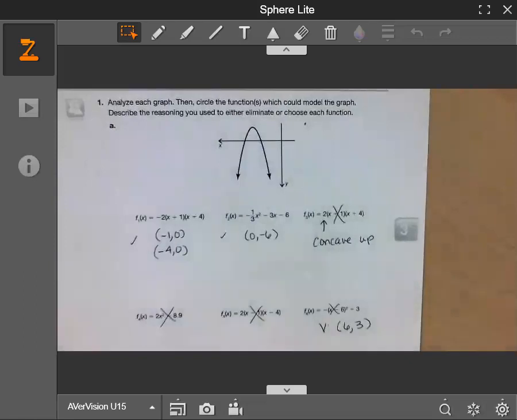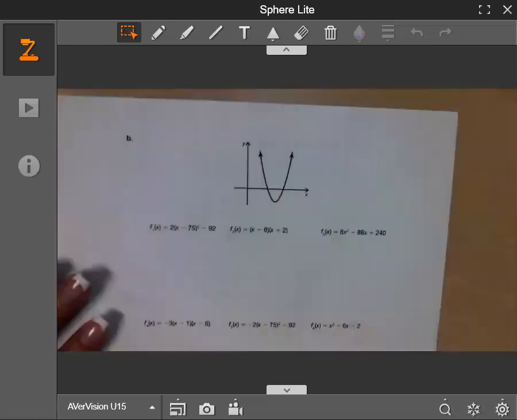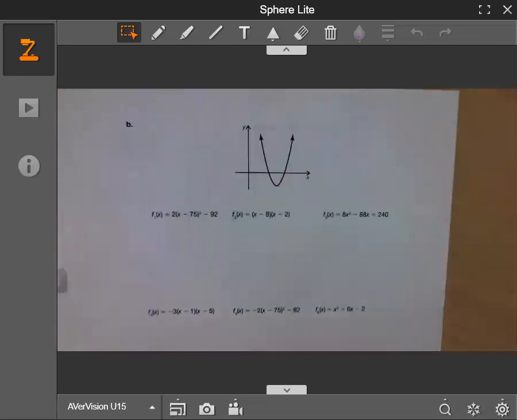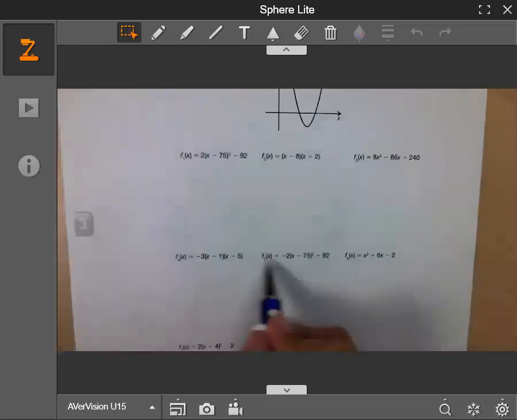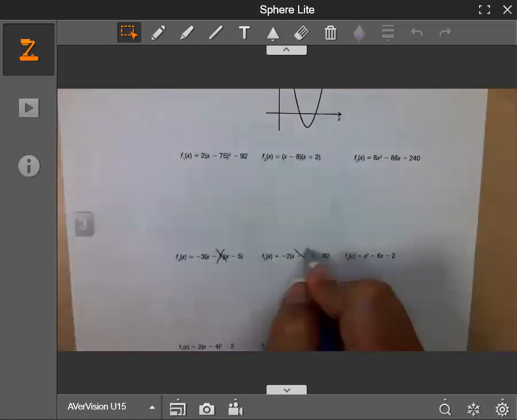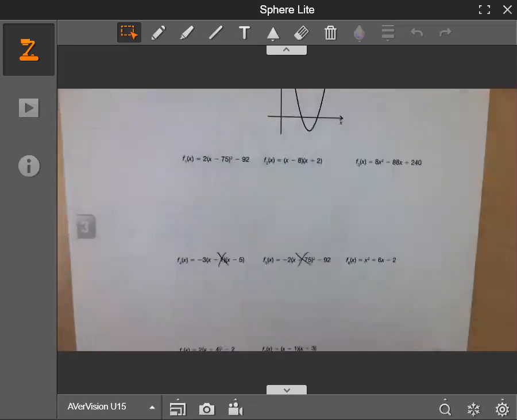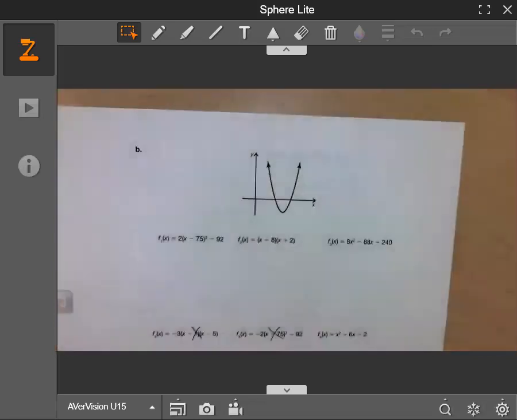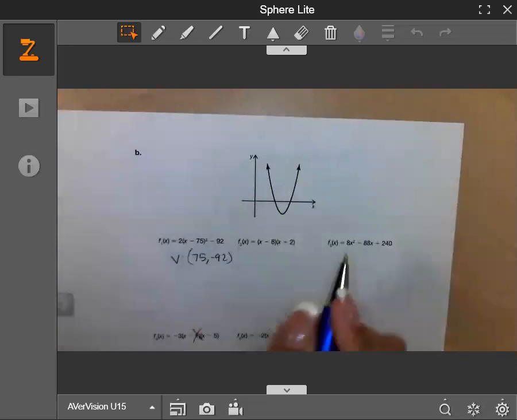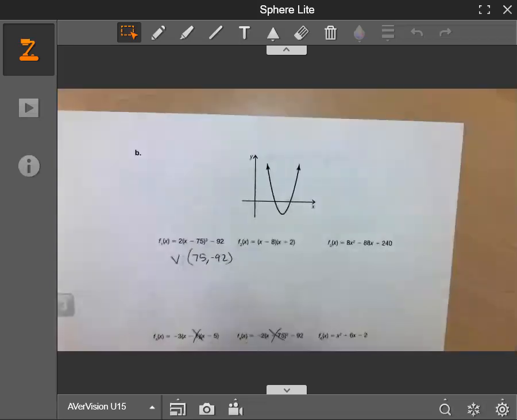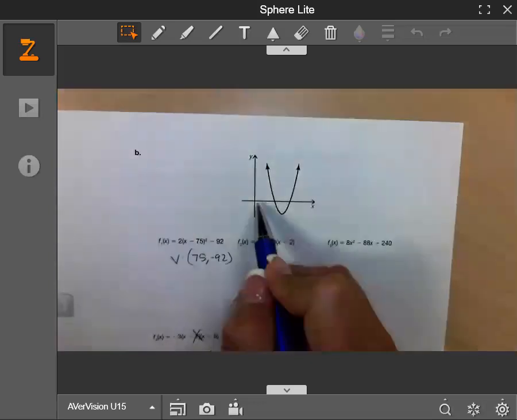We'll look at one more here. This one is a concave up parabola, so I can easily take out anything that has a negative. So both of these right here have negative ones, so I know it cannot be those. The next thing I want to look at is the different types of equations. So this is a vertex one. So my vertex is at 75, negative 92. So that h and k, and again, this is part of the formula, so that is not negative 75, it is positive 75. 75 and negative 92.